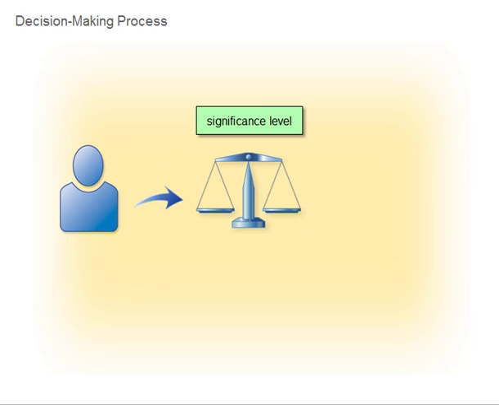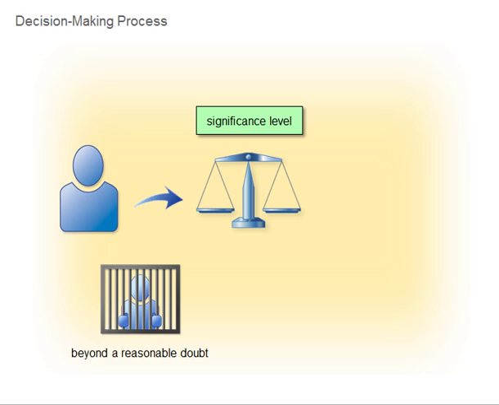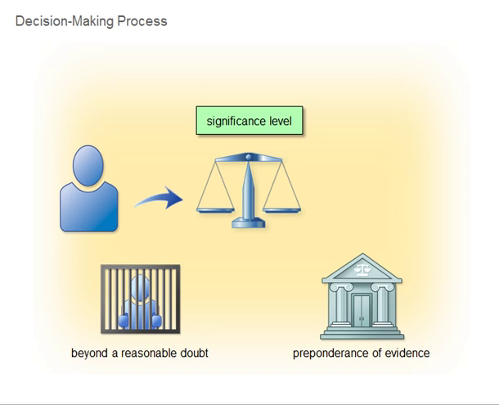Then you select the significance level. In this example, this is the amount of evidence needed to convict the defendant. In a criminal court of law, the evidence must prove guilt beyond a reasonable doubt. In a civil court, there must be a preponderance of evidence.